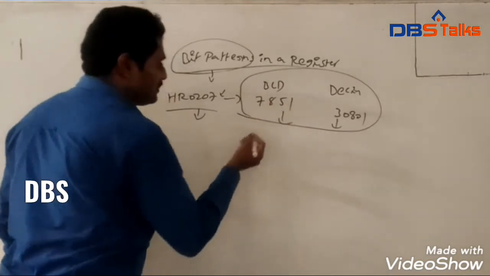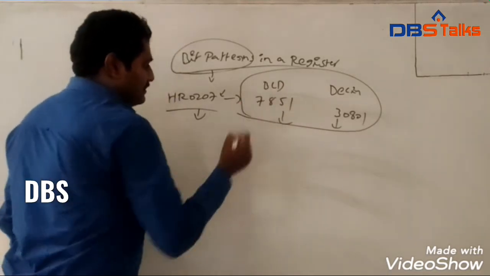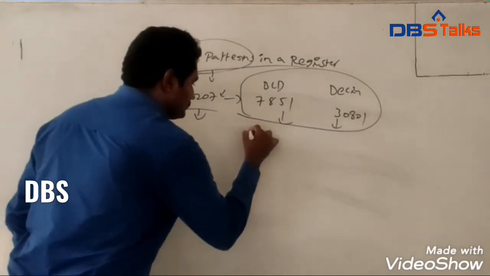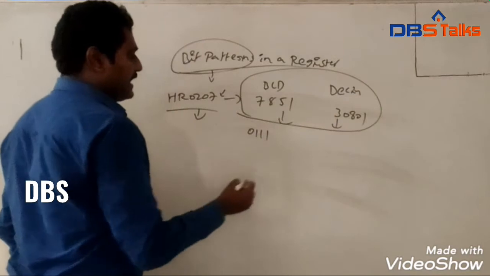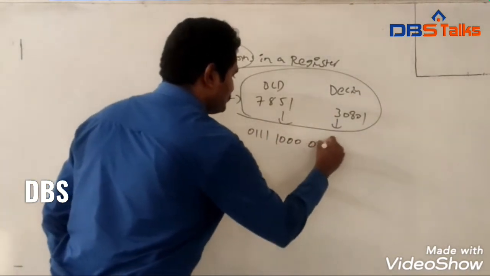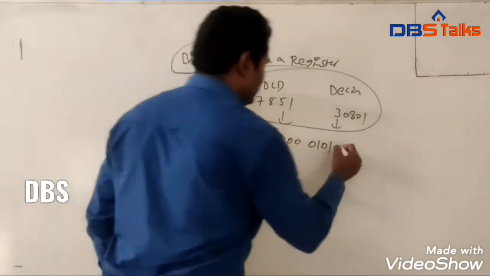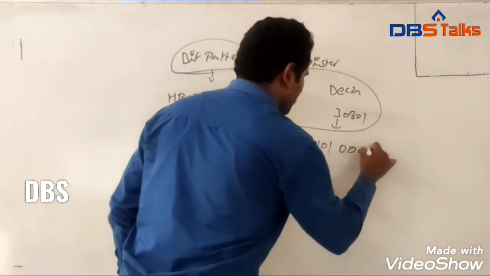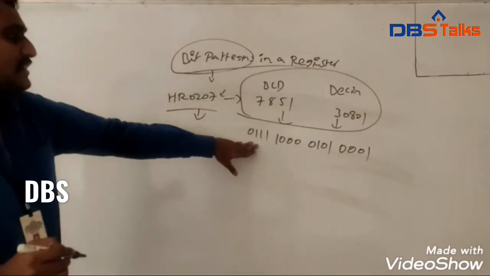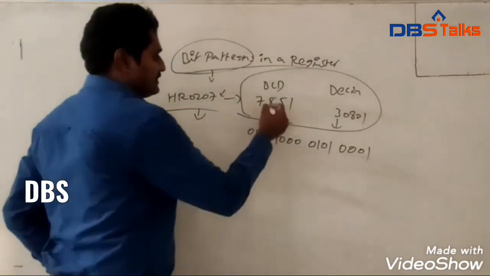So we already know that for the 7 the binary pattern is 0111, and 8 is 1000, and 5 is 0101, and 1 is 0001. So these are the binary bits of this BCD value, that is 7851.